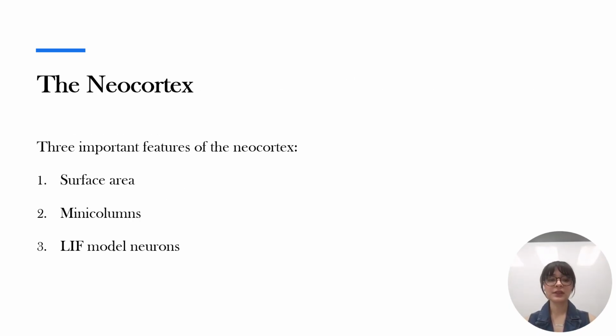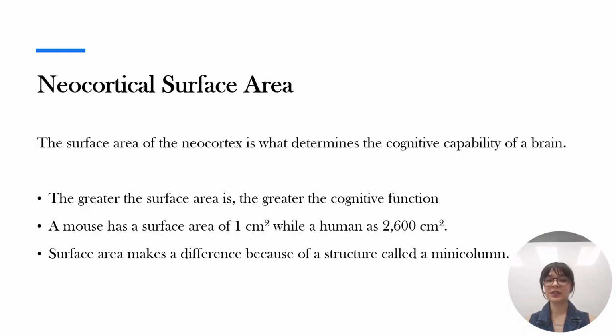First, I will discuss the neocortex. There are three important features of the neocortex. The first is the surface area, the second is mini columns, and the third are LIF model neurons. The surface area of the neocortex is what determines the cognitive capability of a brain. The greater the surface area is, the greater the cognitive function of the brain. For instance, a mouse has a cortical surface area of around 1 square centimeter, while a human has roughly 2,600 square centimeters of cortical surface area.